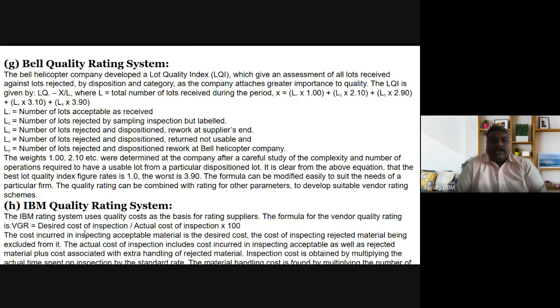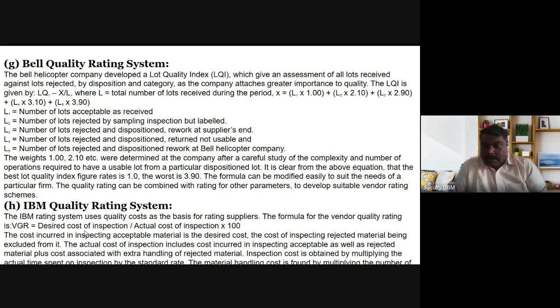So we are going to see the desired cost and the actual cost. The actual cost means the total cost incurred in inspecting the rejected and accepted material, and the extra handling of rejected material also will be added.